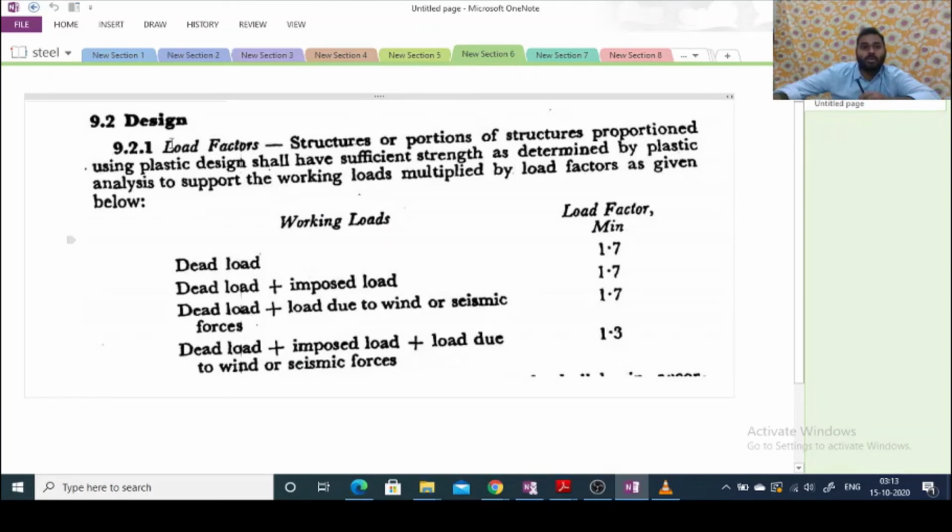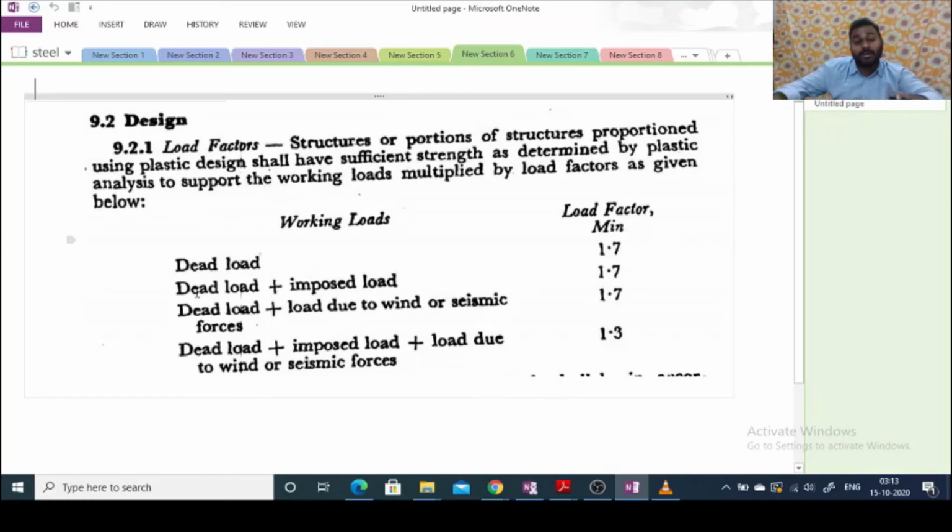These are the values. So, load factor. Structures or portions of the structures proportioned using plastic design shall have sufficient strength, as determined by plastic analysis, to support the working load multiplied by the load factor as given below. Now, working loads. If we consider only dead load, then the load factor to be used is 1.7.